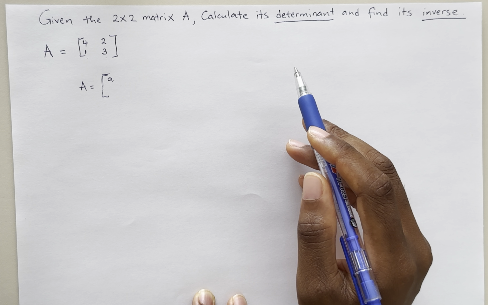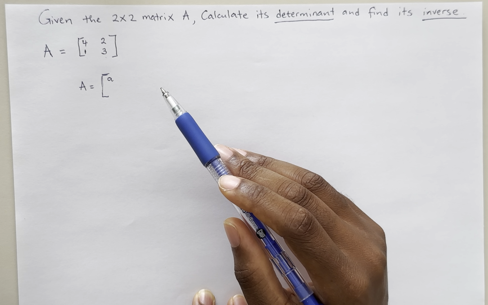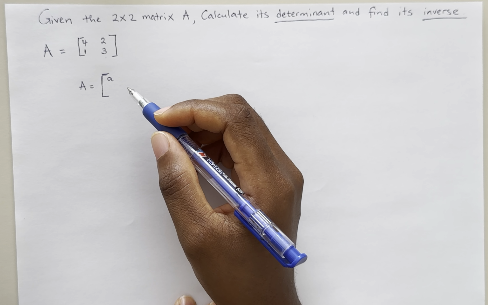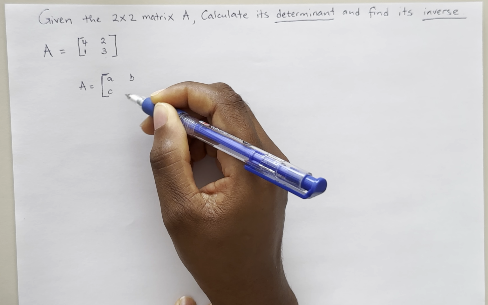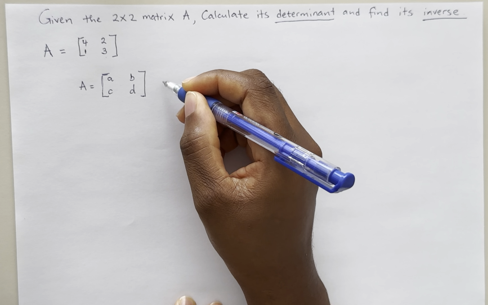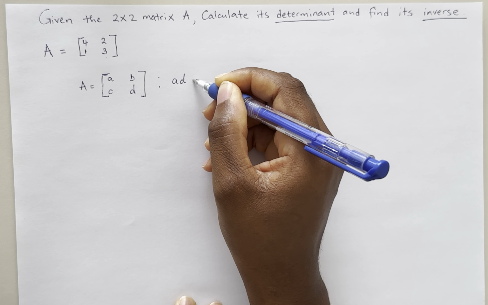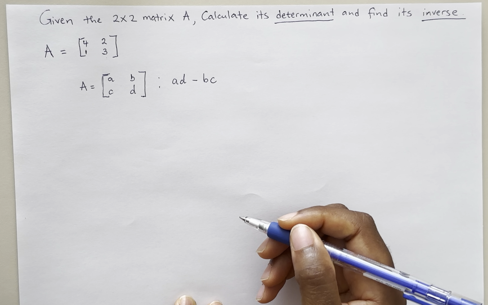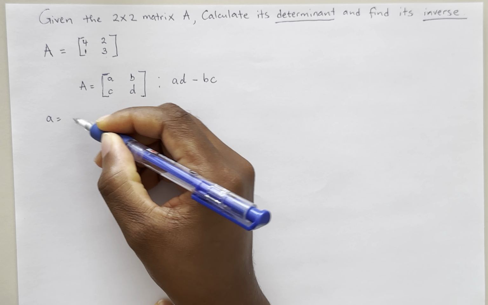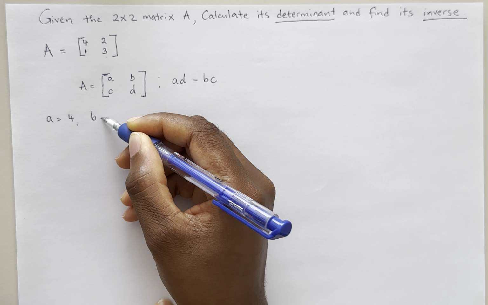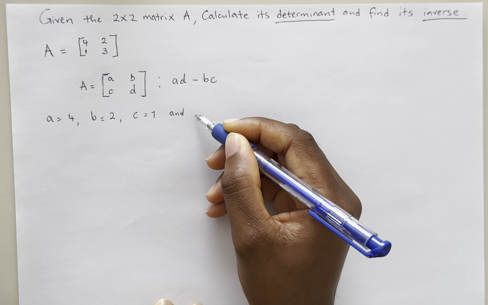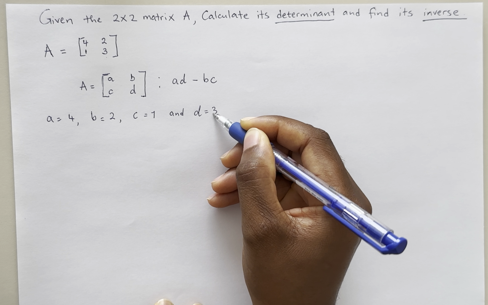All right, the first thing you need to know before you start working this out is the determinant of a matrix A. For example, if it has the elements A, B, C, D, the formula that you're going to use to find the determinant is AD minus BC. So in this case for our A, that means A is equal to 4, B is equal to 2, C is equal to 1, and our D is equal to 3.